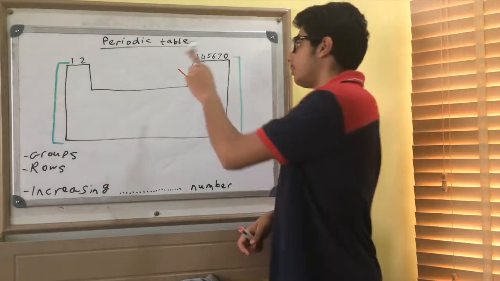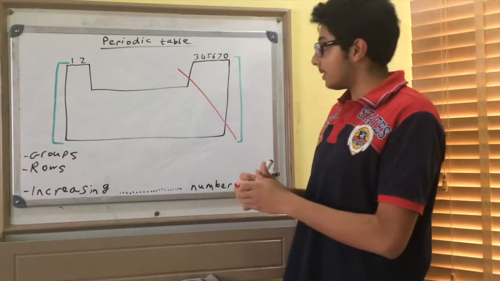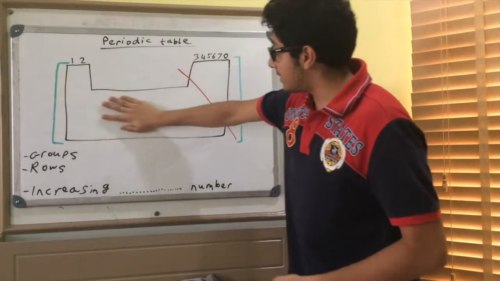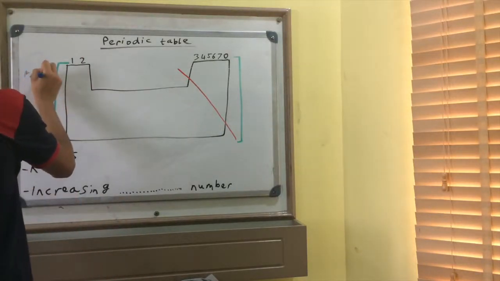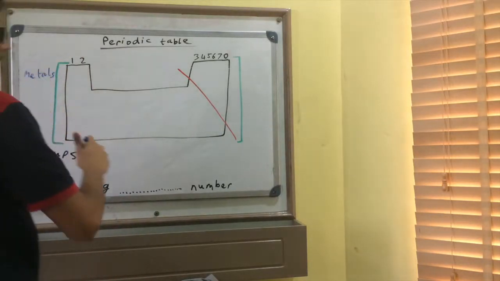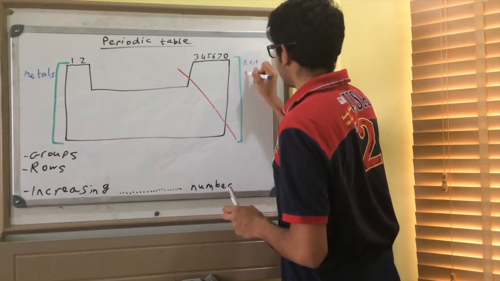Today we're going to be looking at the periodic table. So I'm going to go over the basics first. On the left side of the periodic table, you have your metals. On the right side, you have your non-metals.